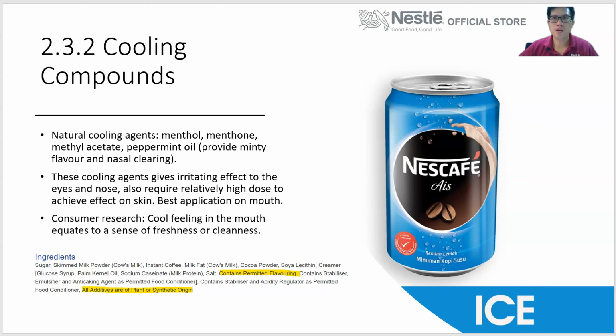Next is the cooling compound. Cooling compounds are usually like menthol, methyl acetate, peppermint oil. It gives you a certain type of cooling effect. Of course, peppermint oil will have additional flavor, such as the minty flavor, and it can give you some kind of nasal clearing effect as well. These cooling compounds may or may not have additional flavors like the minty flavor, but the one very obvious thing is that you feel like you are drinking something cold.